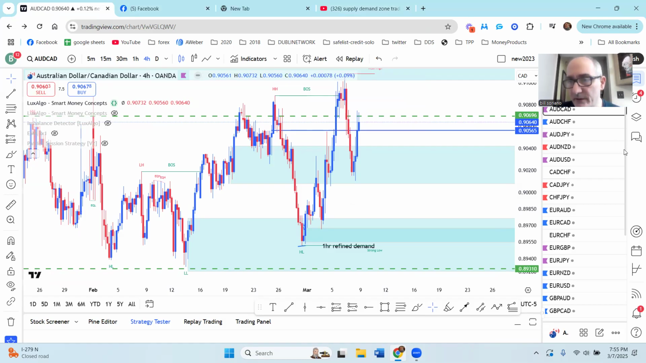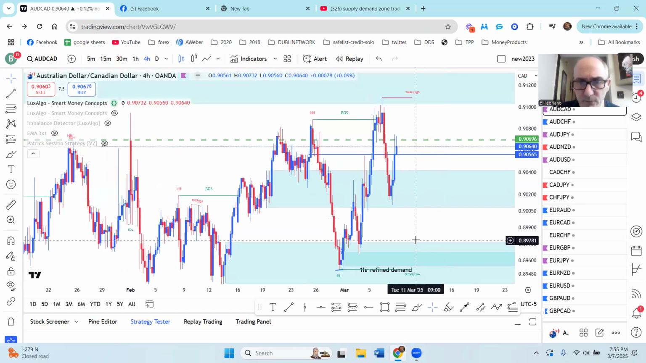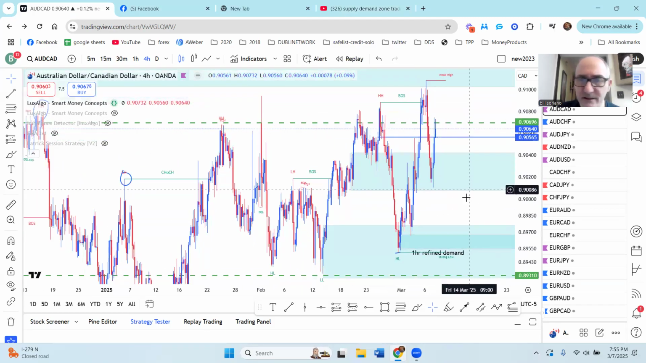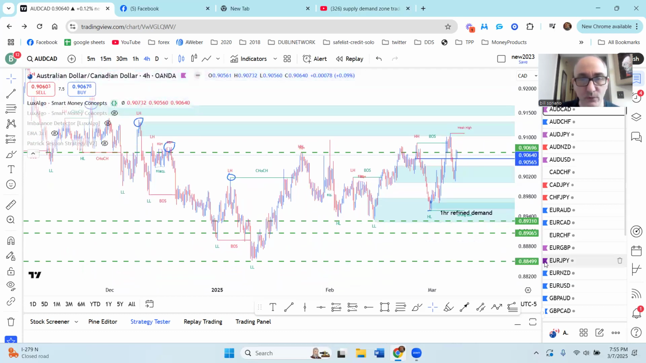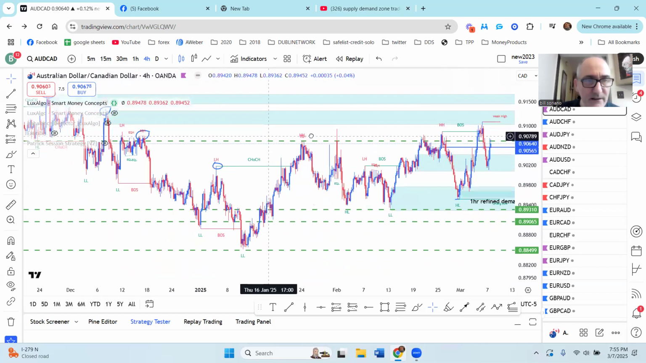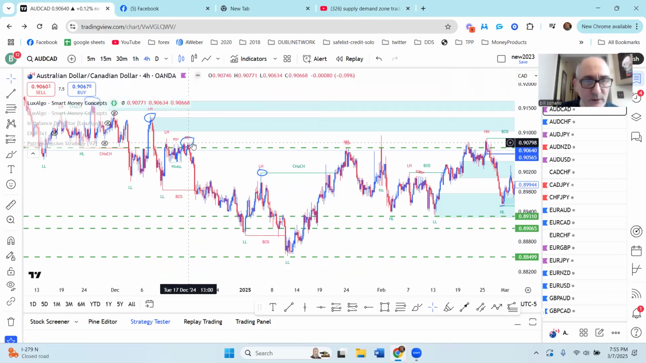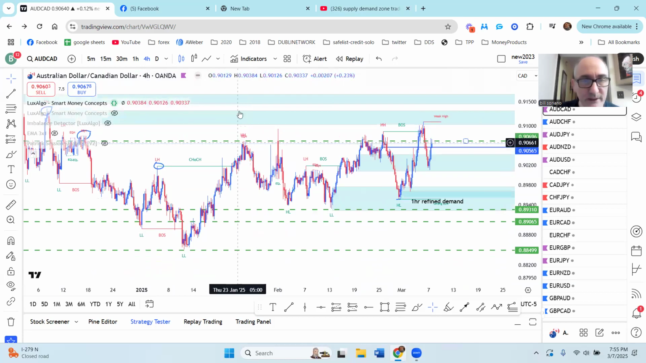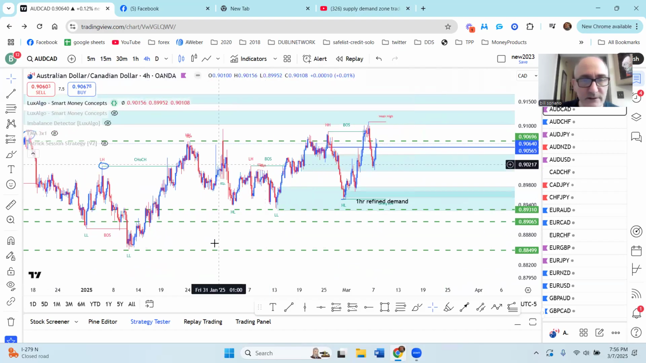So let's start here with AUD CAD. On the 4 hour time frame, we're trying to determine which way this market is going. If we go back, we can see a swing high and a swing low, then a new swing high and a new swing low. Here we get a change of character to the upside, and when we get that, we create this swing low down here. This swing low was never broken.